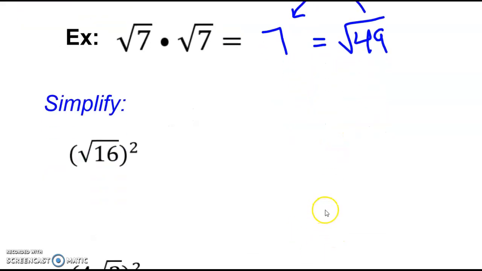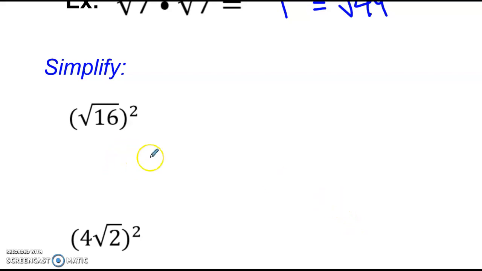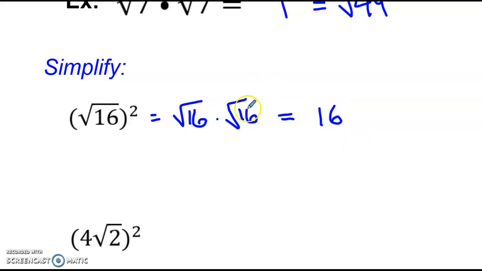So let's look at a couple of these. Root 16 squared, for example. Another way to write that is square root of 16 times the square root of 16. Now, yes, we could combine what's in the radical. You could do 16 times 16 and then square root it, but that's really adding work here. Since these are identical, we're squaring this. We just take what's inside the radical, and that's our answer. We remove the radical and just write 16.